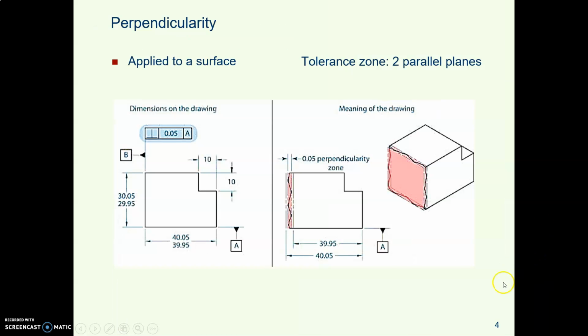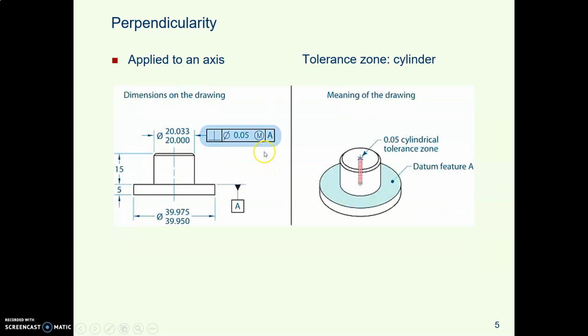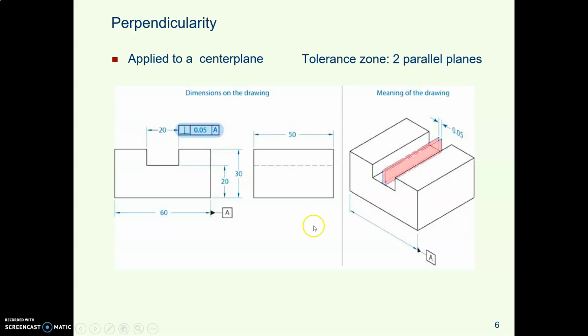Here it is applied to a surface, and that means the tolerance zone is two parallel planes. Here they are. Here's perpendicularity applied to an axis of a round thing. That means the tolerance zone is a cylinder. Here's perpendicularity applied to a flat thing. That means the tolerance zone is two parallel planes.